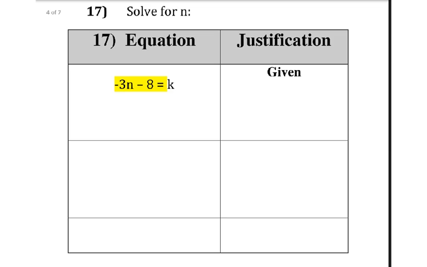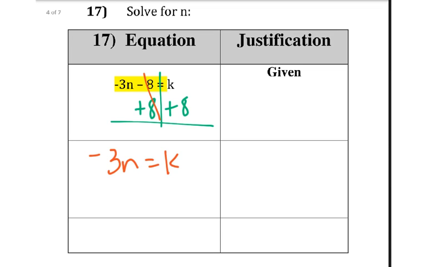Okay, we're going to solve this one for n. So get your finger, cover up the variable n. What are you going to get rid of? The minus 8, so you're going to add 8. So you're going to have negative 3n, this is gone, equals k plus 8. And what did you do? You added to both sides.